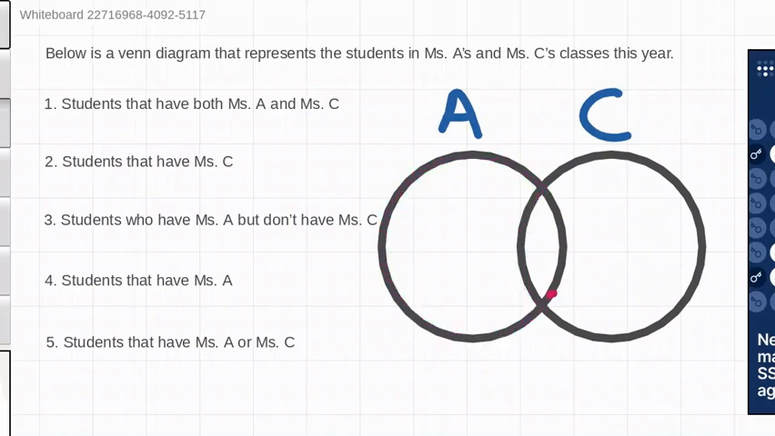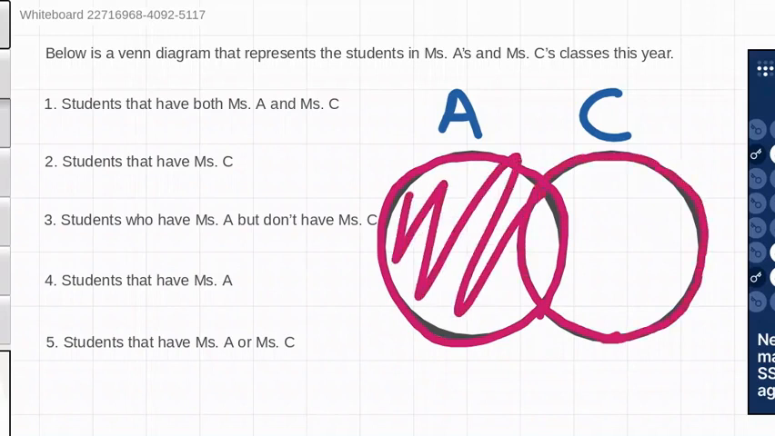Students that have Miss A. Well, we know that the whole circle is Miss A. And students that have Miss A or Miss C. So Miss A is this circle, and Miss C is this circle. So it would be our whole Venn diagram.